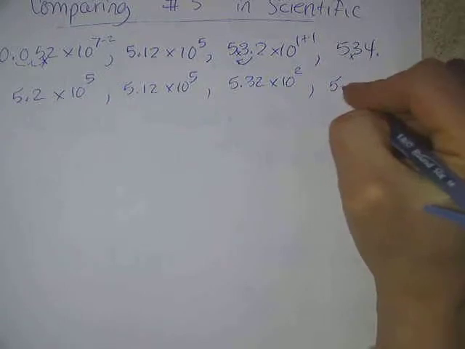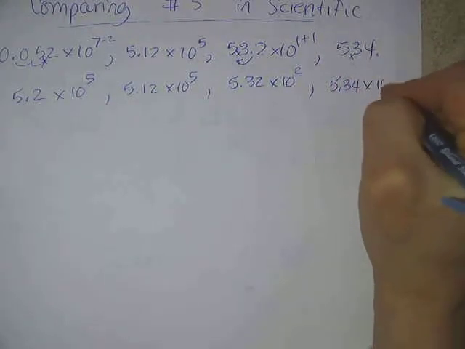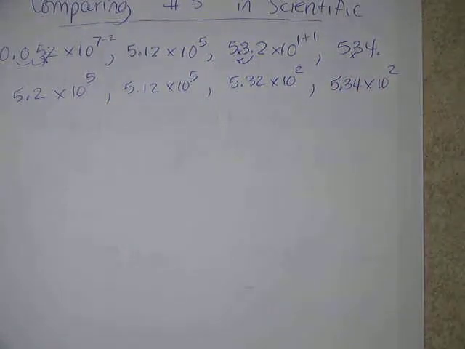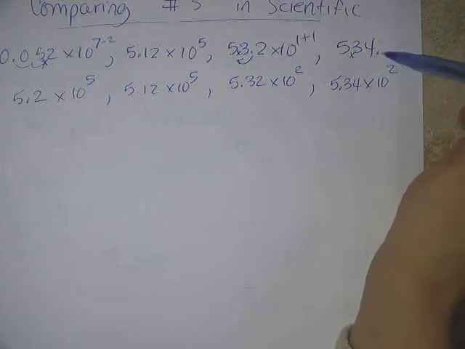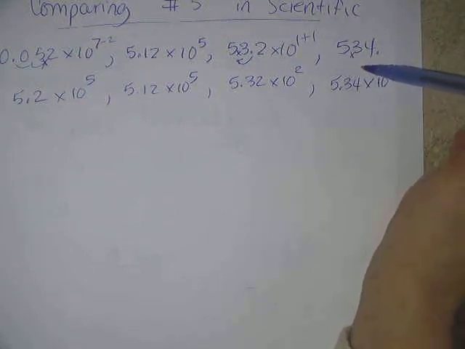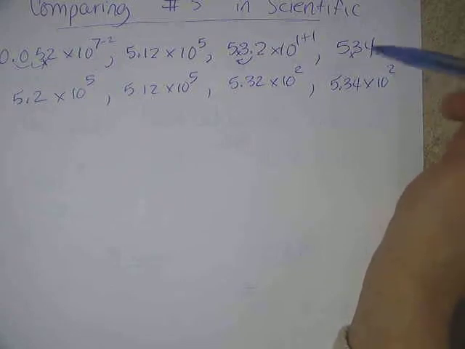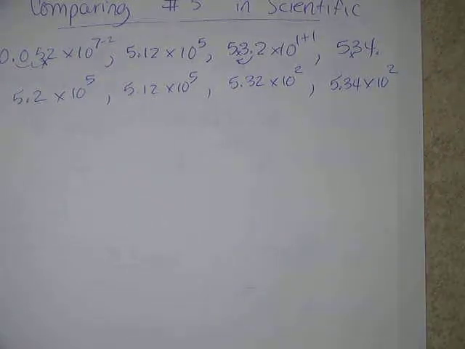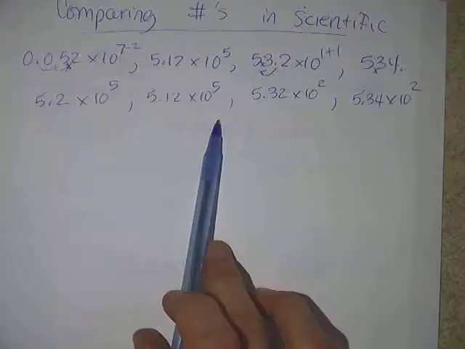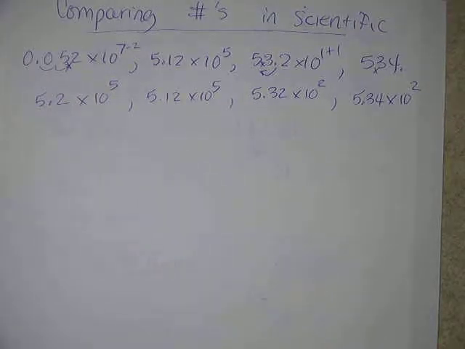And this one, my decimal's here. It should be there. 5.34 times 10 to the second power. Okay, so I moved from here to there, which was left 2 places. Now this one actually was 10 to the 0 because there's nothing there. So you just move 2 places.